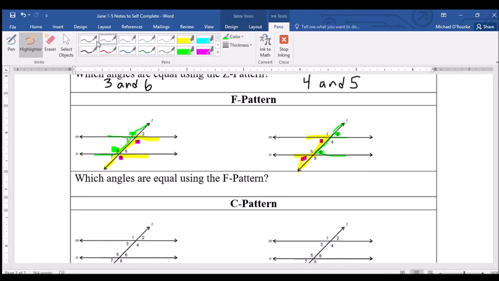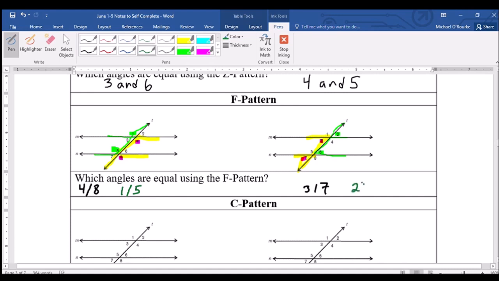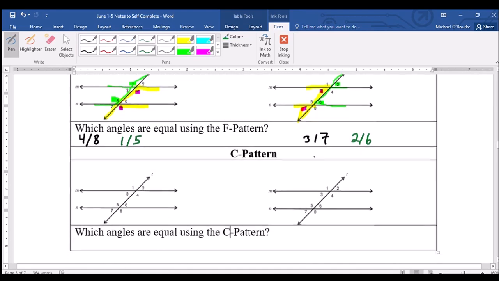So let's do some writing here. Let's use black first. So this would be 4/8, and this would be the 3/7. Now I could also, if I want to do the green, that would mean the 1/5, and over here it would be the 2/6. They are equal. So you make an F and go from there.